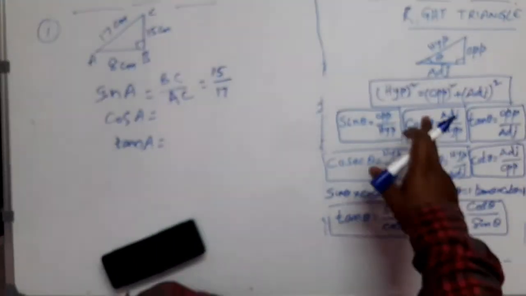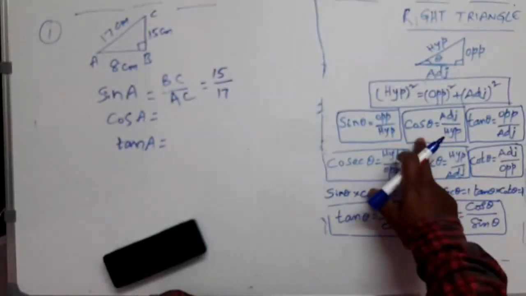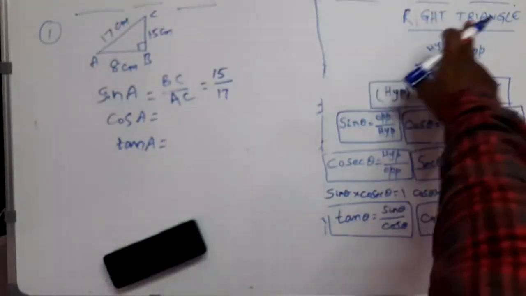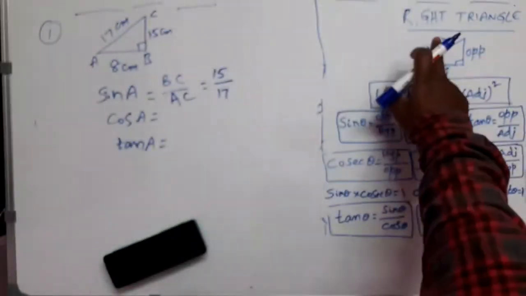See, sin is opposite by hypotenuse. Cos is adjacent by hypotenuse. So these two, if you remember, in the denominators they are having hypotenuse, right? Sin in the numerator has opposite, cos has adjacent. So this by this by this.